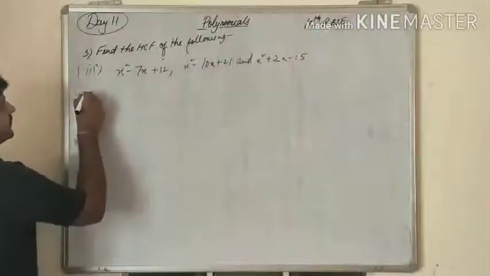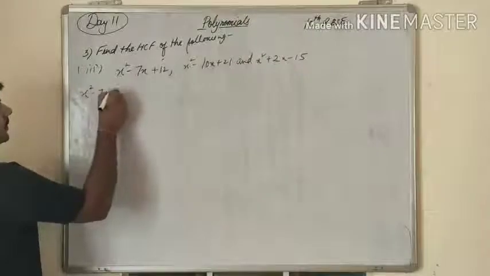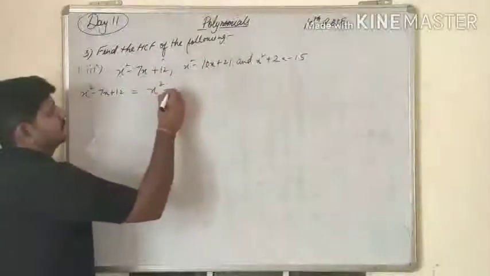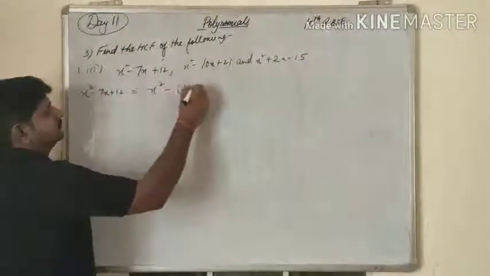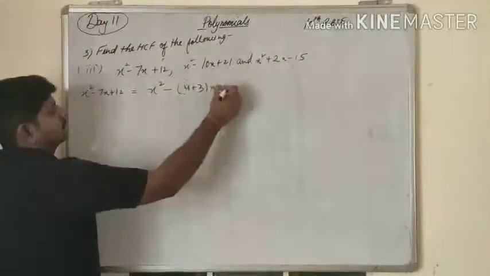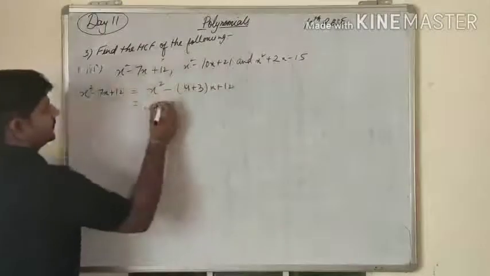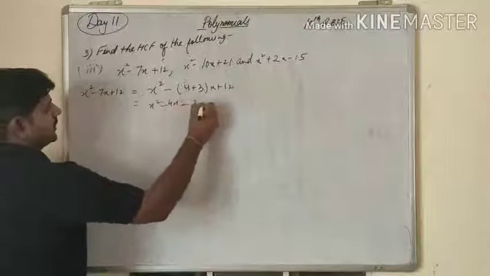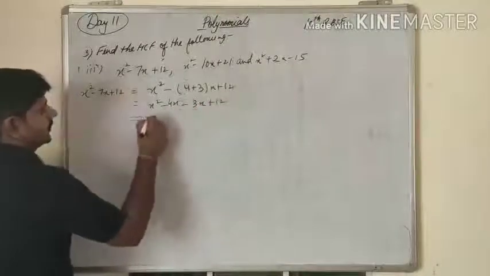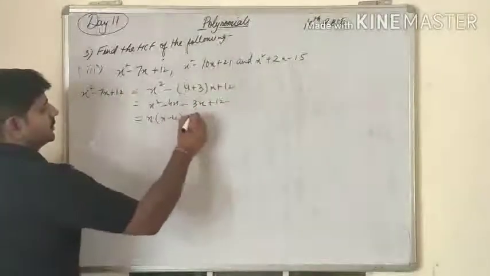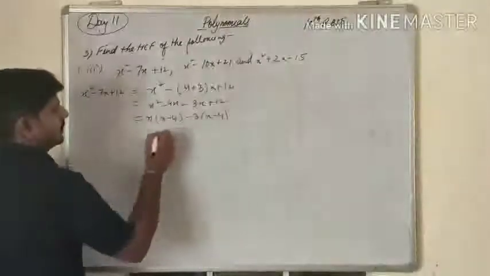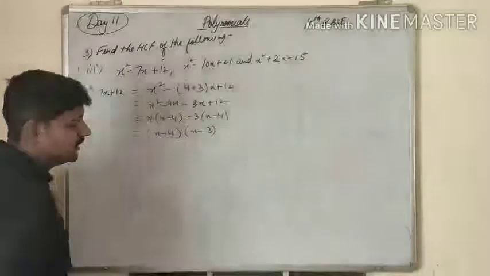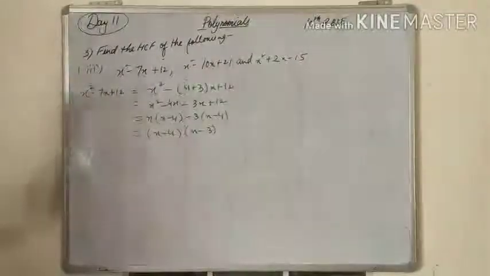If we factorize this, there is 4 threes are 12. So its factors are x square minus 4x minus 3x plus 12. x is common, so x minus 4. 3 is common, so x minus 4. And finally we got these are the factors. We applied the splitting method and we got this.